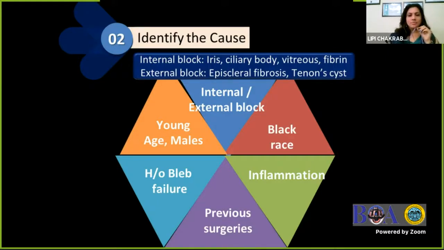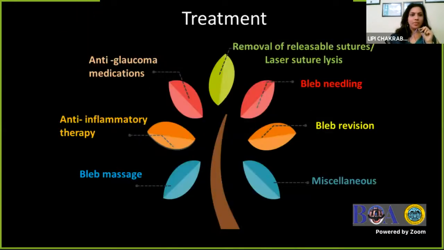If there has been a pre-existent inflammation like uveitis, trauma, a neovascular glaucoma, history of usage of certain anti-glaucoma medications, particularly prostaglandin analogs, history of previous surgeries, cataract or glaucoma surgery, history of bleb failure in the same or contralateral eye. After this, we move on to the treatment, which means we need to control the rising IOP and try to manage the failing bleb.